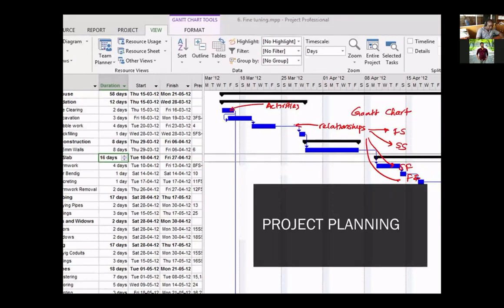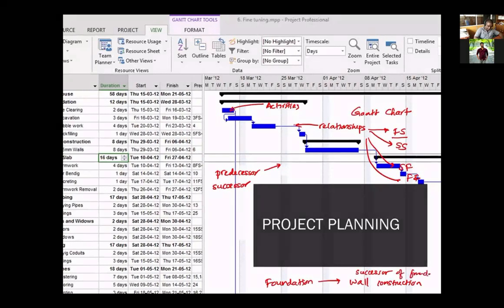Okay, so finish to start means, and there are 2 other things: predecessor and successor. Predecessor means the activity before, like the wall construction has to be done after foundation. So foundation is a predecessor of wall construction. That's it. Foundation, wall construction, 2 activities. So this we call the successor of foundation. We call this to be the predecessor of wall construction. So we have to have an understanding of these two words as well.